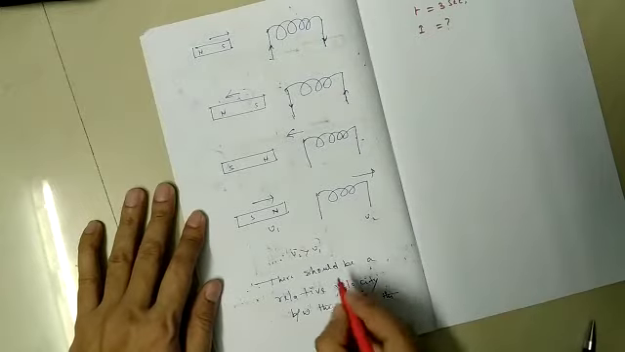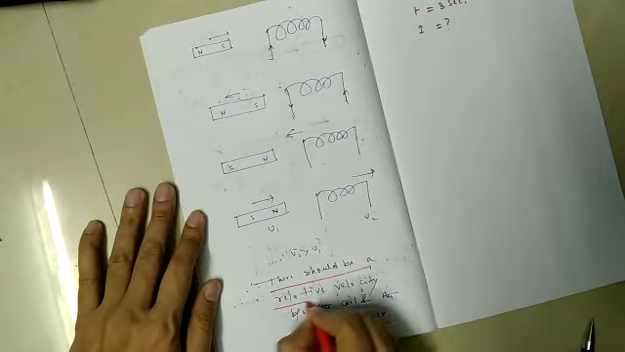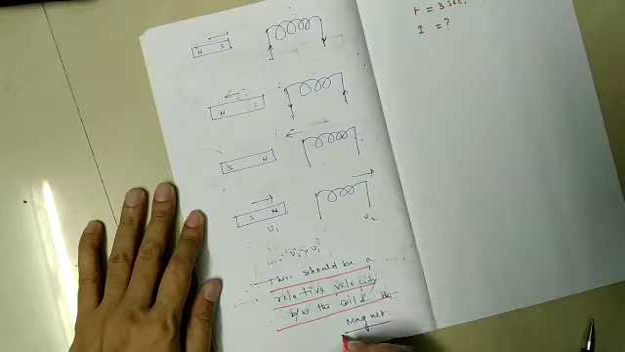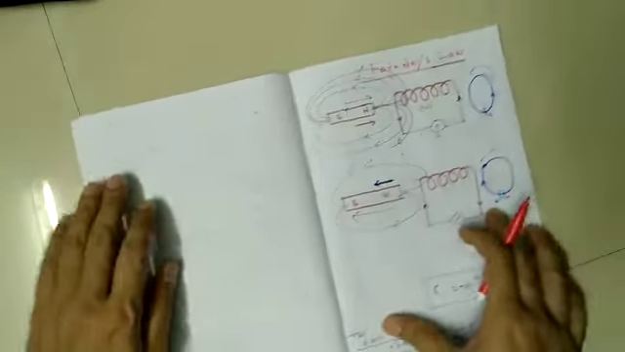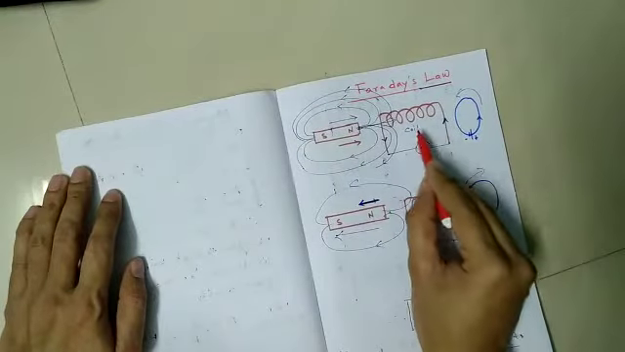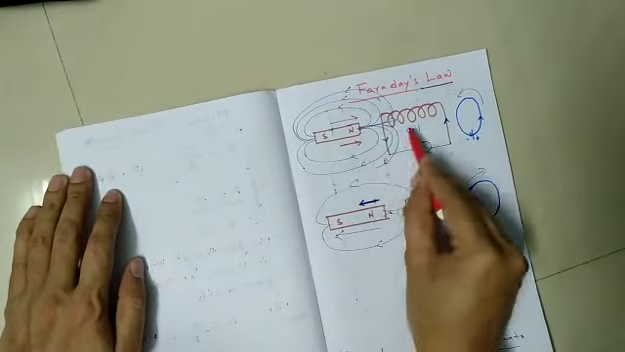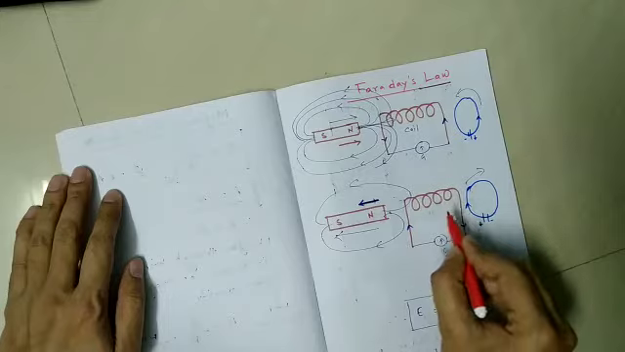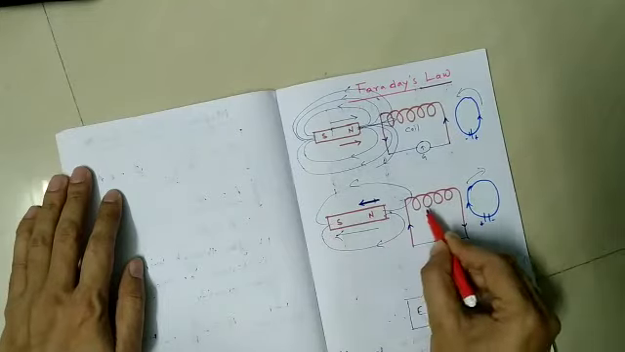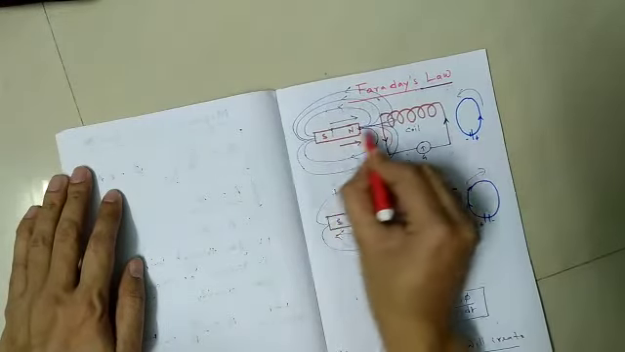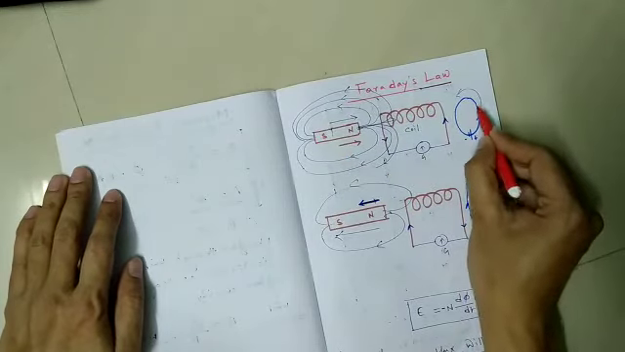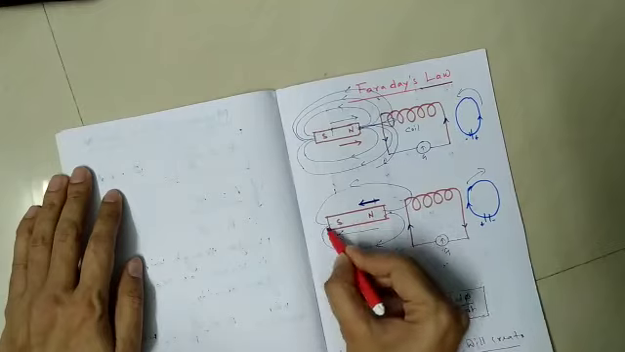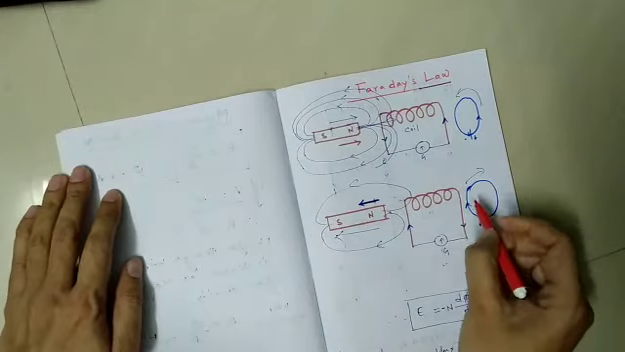Okay, so there should be a relative velocity between the coil and the magnet. So look at all the cases. Here the coil is fixed, the magnet is moving. Here also the coil is fixed, the magnet is moving. In the first case, the north side is moving towards the coil, so the current direction is anti-clockwise. Here north is moving away from the coil, so it is the clockwise direction.